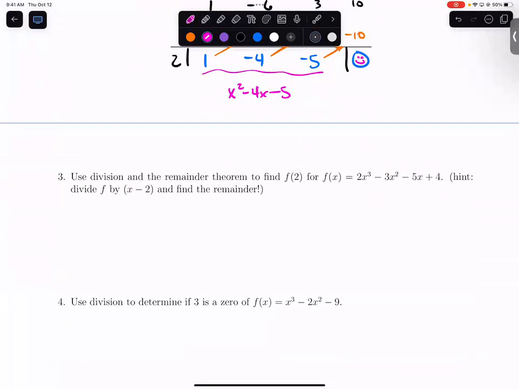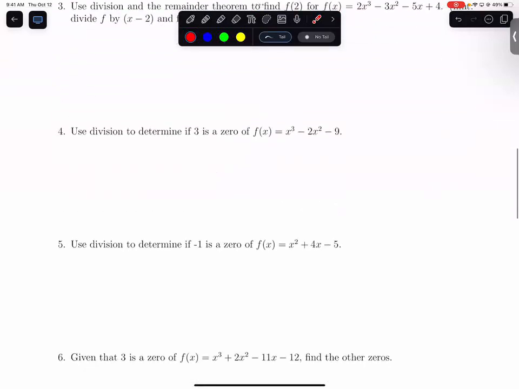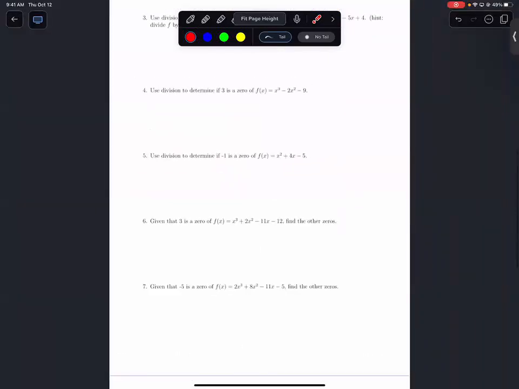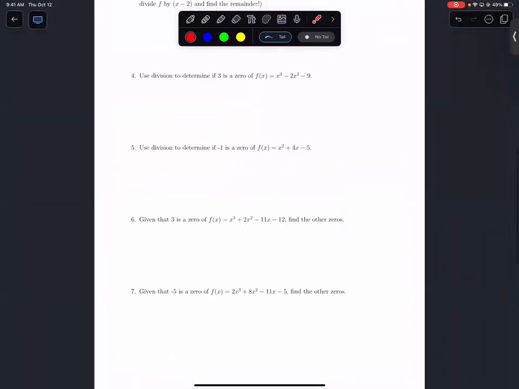Use division and the remainder theorem to find f of 2. Well, of course, you can find f of 2 by just plugging 2 in. For the sake of practicing with division, though, you would divide by x minus 2 if you're doing long division, or you would put 2 in the little box if you're doing synthetic, and then find the remainder. Whatever the remainder is, that's the same thing you would get if you just plug 2 into this.